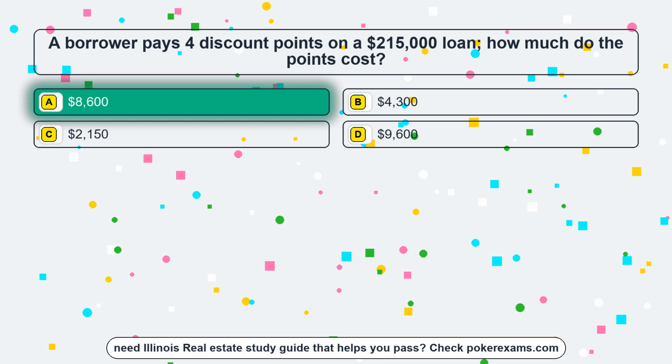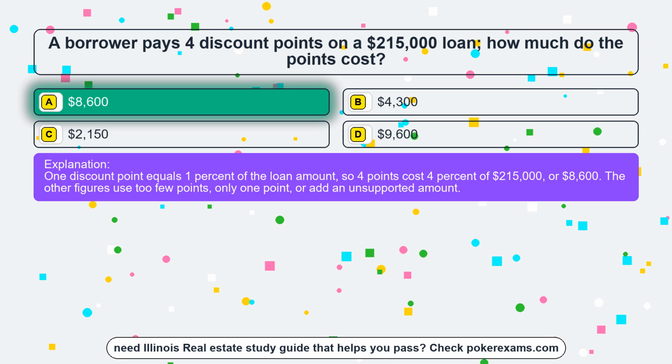The correct answer is option A, $8,600. 1 discount point equals 1% of the loan amount, so 4 points cost 4% of $215,000, or $8,600. The other figures use too few points, only 1 point, or add an unsupported amount.